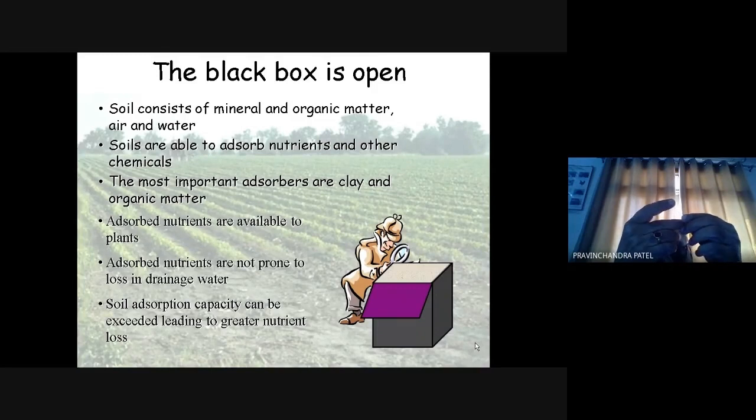Then, adsorbed nutrients are available to the plant. Whatever nutrient is adsorbed, that nutrient can be taken up by the plant. Then, adsorbed nutrients are not prone to loss in drainage water. Whatever nutrient is adsorbed is not lost in drainage water because it is adsorbed on the soil surface.